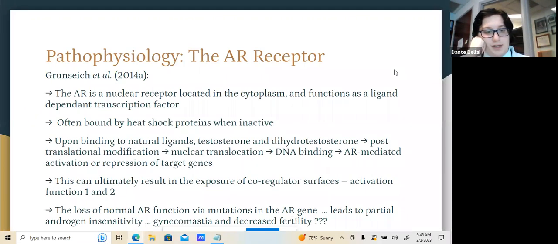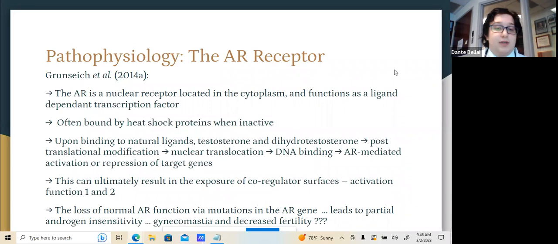So in terms of the pathophysiology of the illness, I talked about the androgen receptor gene having far too many CAG repeats within it. The AR is a nuclear receptor that is normally located in the cytoplasm and functions as a ligand-dependent transcription factor. This is bound to heat shock proteins when inactive, and normally it'll bind to natural ligands, which are testosterone and dihydrotestosterone, undergo post-translational modification, nuclear translocation, DNA binding, and AR-mediated activation and repression of target genes.